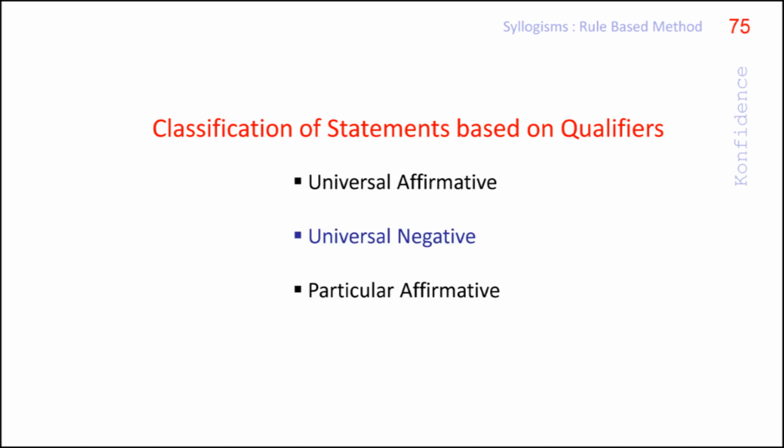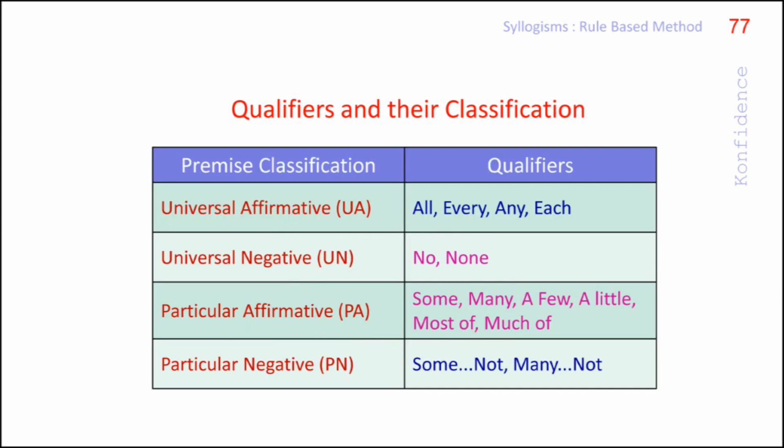Based on the qualifiers, we can classify the categorical statements into four categories, namely universal affirmative, universal negative, particular affirmative, and particular negative. Qualifiers and the classifications are given in detail in the table. Please refer to the table.